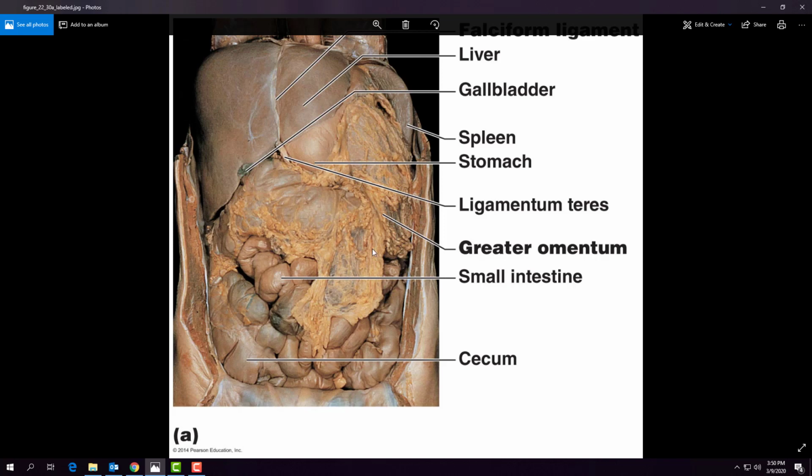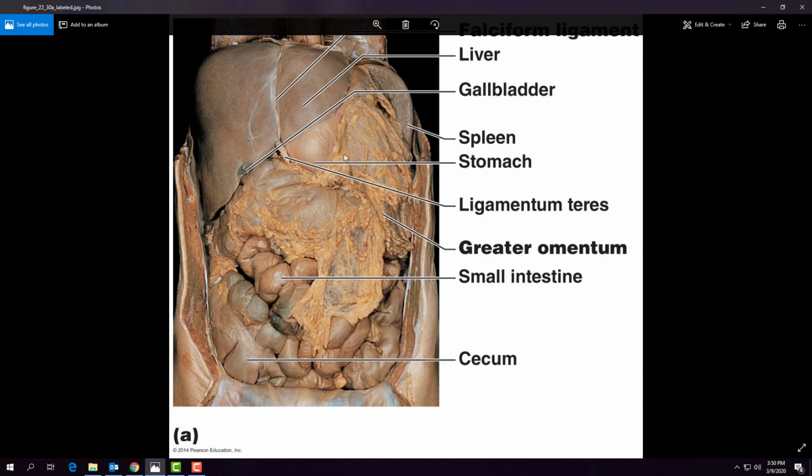It means apron in Latin, or Greek, one of the two. But it comes off the greater curvature of the stomach, and it extends over the top of the abdominal organs, digestive organs, to kind of help protect them and insulate them. Like I said, it does have some lymphatic tissue in it, so if you have some infection in the digestive organs, then it'll help protect the rest of the uninfected organs from that.